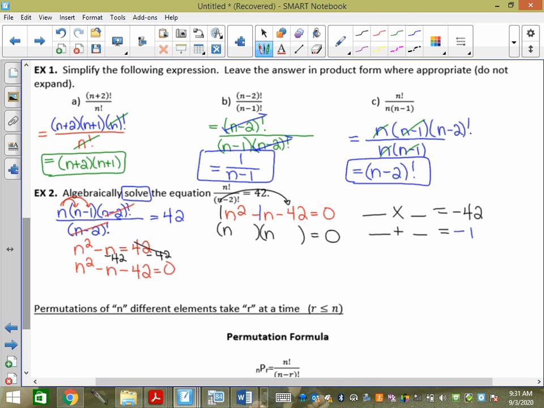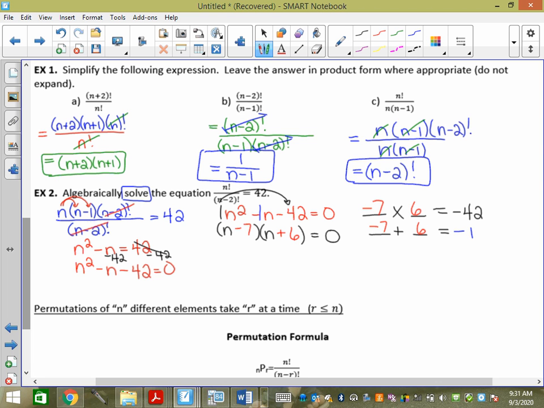And I always draw the lines because then I can guarantee myself I'm right. So if I go negative 7 times 6, negative 42. Negative 7 plus 6 is negative 1, so I know I'm good. And then I can just go n minus 7, n plus 6. So that part actually was just grade 10. We just factored, right? That was from grade 10. Then last year in quadratics, we were taught to solve. So we had to go one more step, right? We had to set each of those equal to 0.